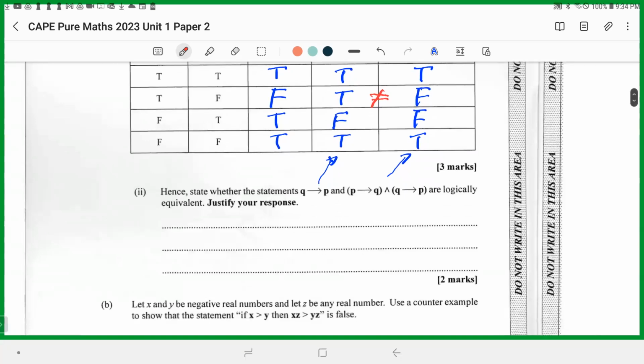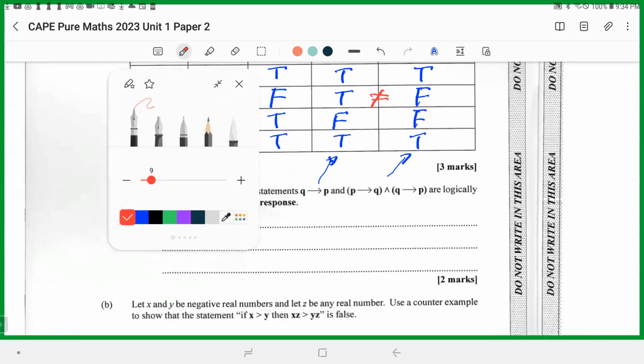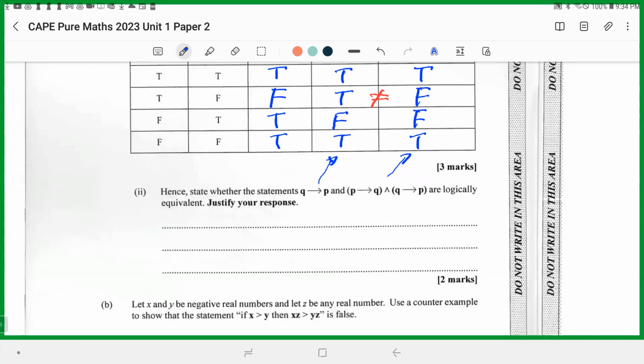Let me reduce the size of the pen a little bit. It's okay. So they are not logically equivalent. And state whether or not they are logically equivalent. So I'm going to say they are not. Talking about these two statements, right?